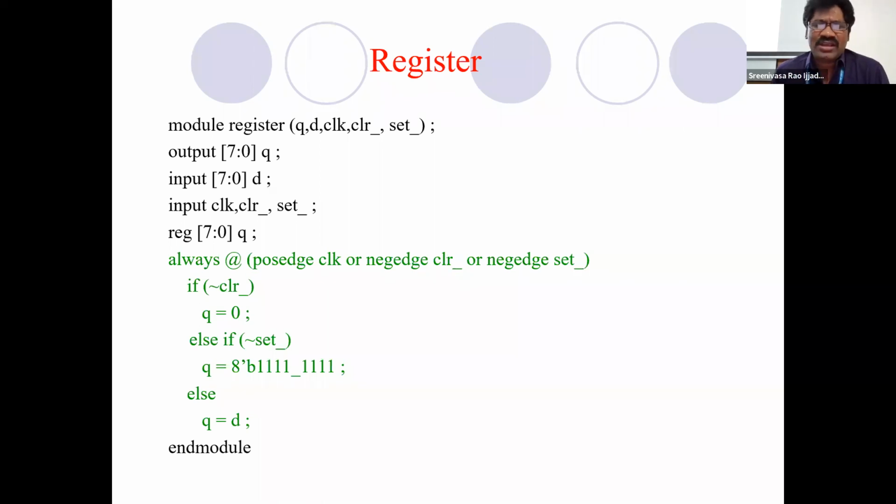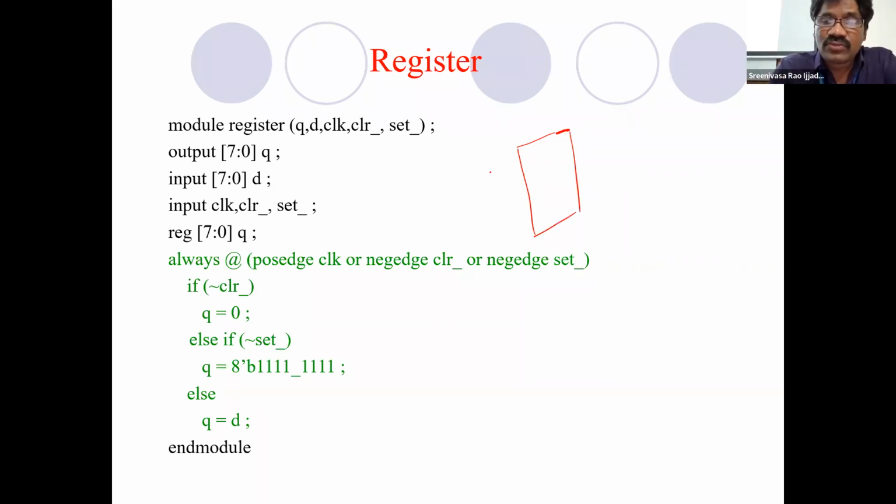Anyhow, regarding the register: whenever you are going to implement a register, first you have to decide how many bits you want to store, how many bits of register are required. So 3 bits, 4 bits, 5 bits, 8 bits, 10 bits, that depends on your requirement. Here is a small code which represents a register of 8 bits. This is my 8-bit register.